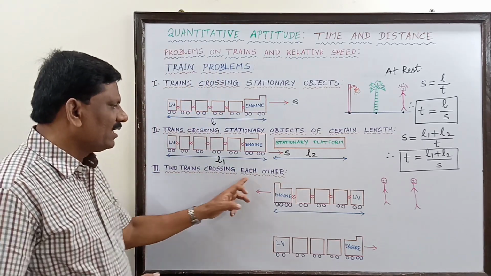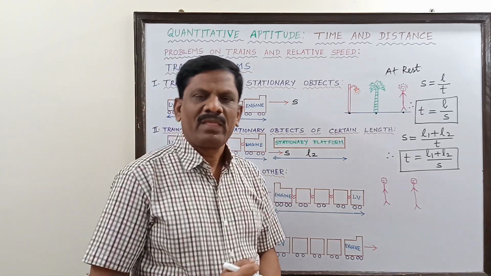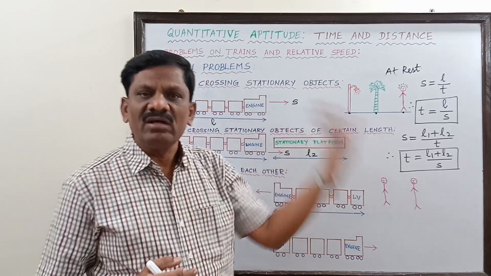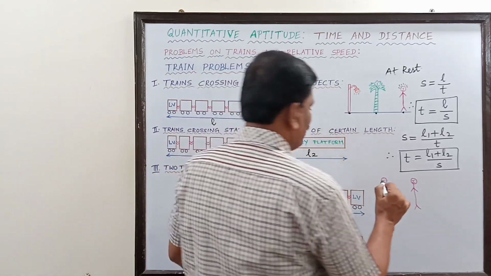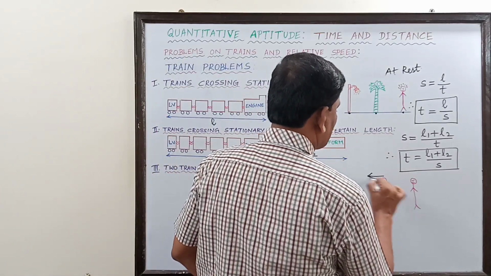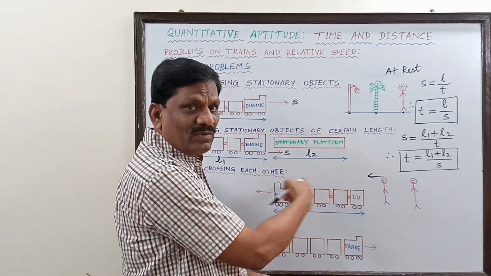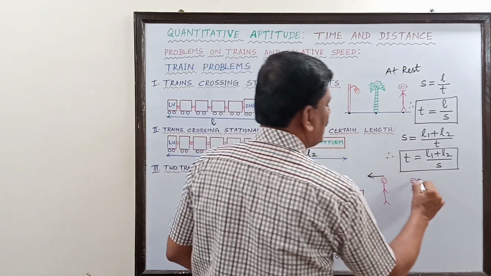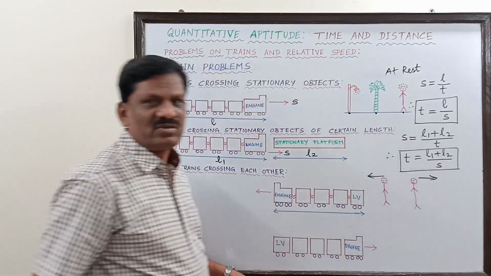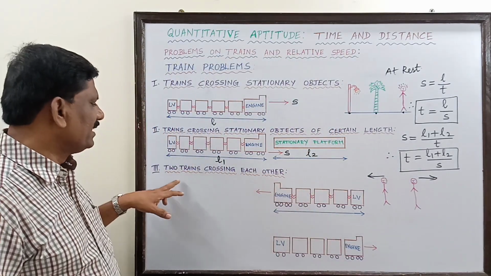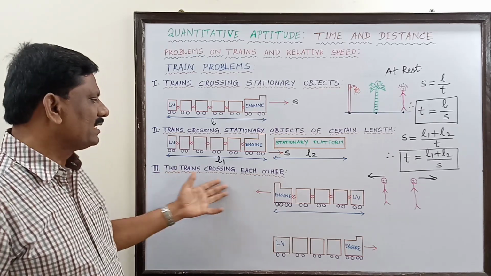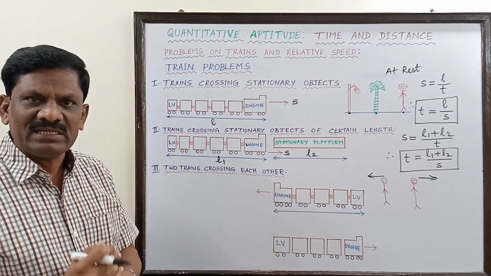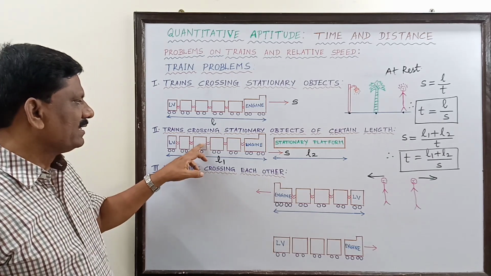Two trains crossing each other, or a train which may cross a man walking forward or reverse. So, a man is walking beside the railway track, either in the opposite direction to the train or along the direction of the train. All these are covered under the same topic. Two trains crossing each other, two moving objects crossing each other. Understand?